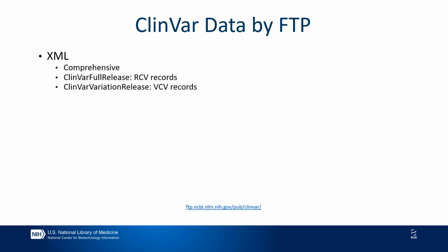So on our FTP site, you can download the comprehensive data set from ClinVar in our XML files. These are really the only files available that have the comprehensive data set. The files are available in two varieties. So the file labeled ClinVar Full Release represents the RCV records. So these are the records that are aggregated by the variant disease pairs. And the XML file that's titled ClinVar Variation Release represents the VCV records. So these are the aggregate records based on the variant aggregation.